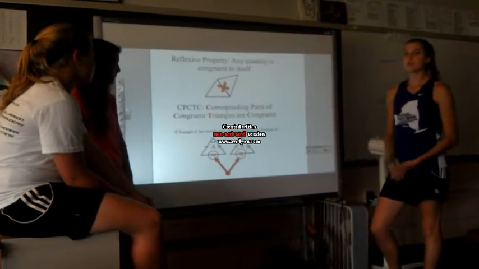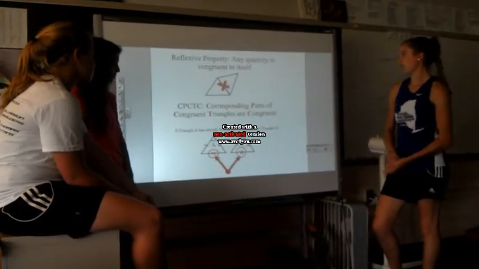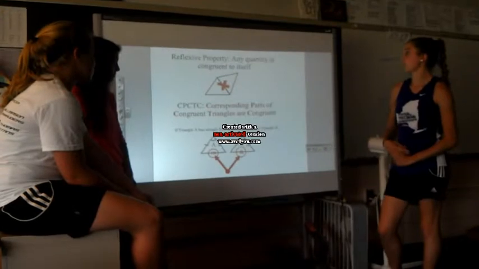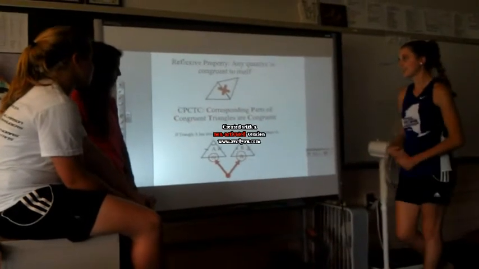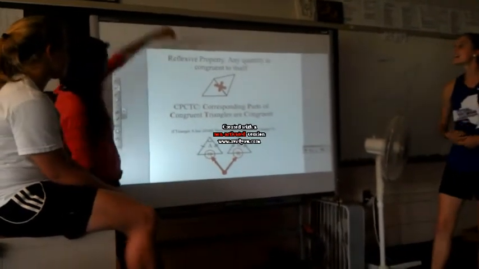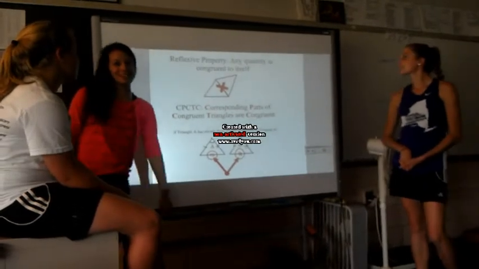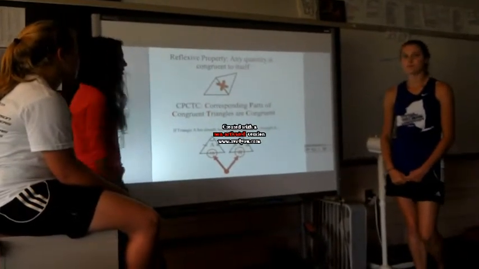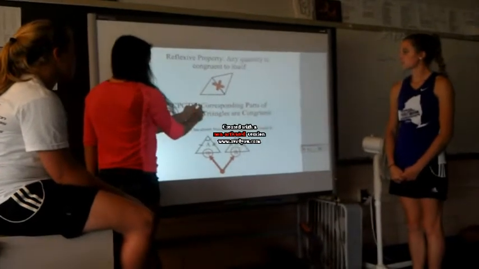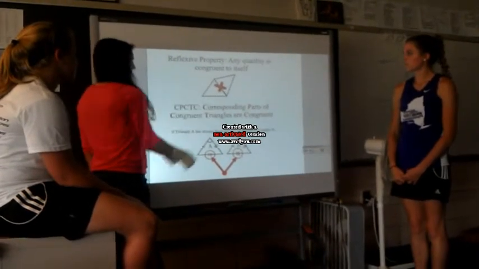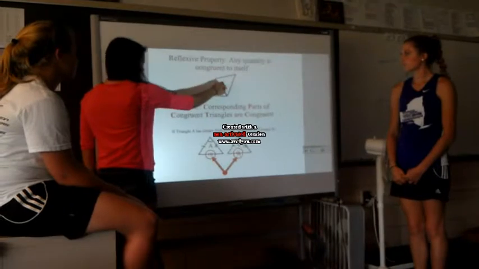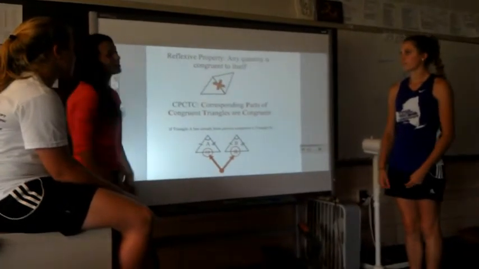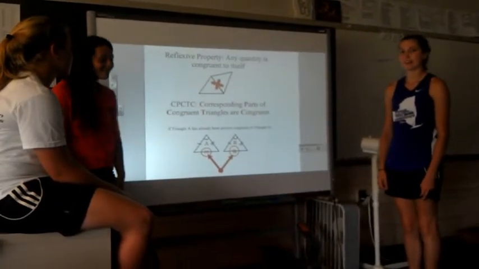So, to do the next proof, we are going to talk about a couple things that we're going to need to use in it. Carly, will you take this one away? So the first thing is the reflexive property. And what that means is that any quantity is congruent to itself. So when you have these two triangles here, since they share the same side, this side on this triangle is congruent to this side on that triangle. It kind of makes sense.